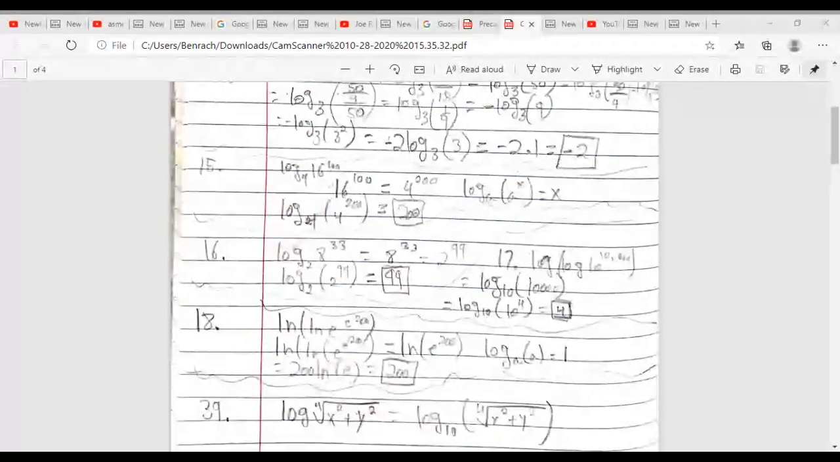So 15 is basically log base 4 of 16 to the 100th power. It's like the exponent. So I got 16 to the 100, which equals 4 to the 200. And I applied the rule log base a of a to the x power equals x. And then I got 200.